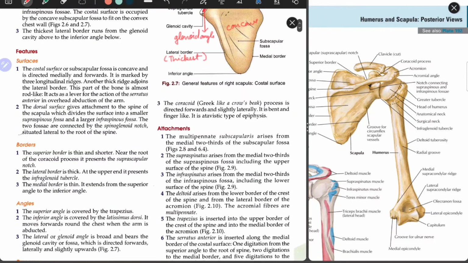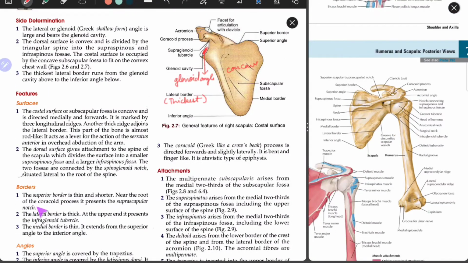Now, borders. The superior border is thin and shorter. This is superior border which is thin and shorter near the root of coracoid process. This is coracoid process. It presents the suprascapular notch. As you can see in Netter's diagram, this is superior scapular notch or also known as suprascapular notch here.